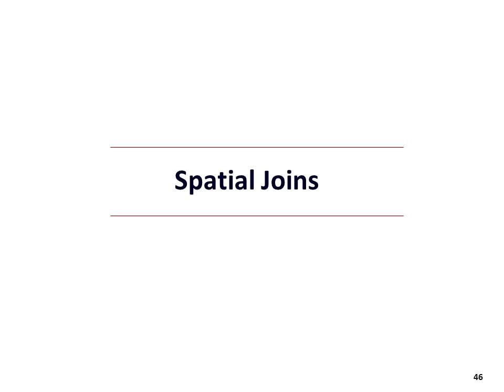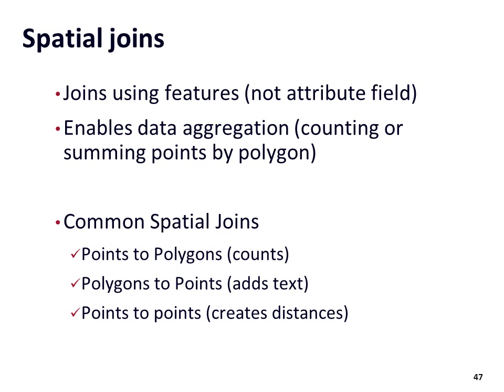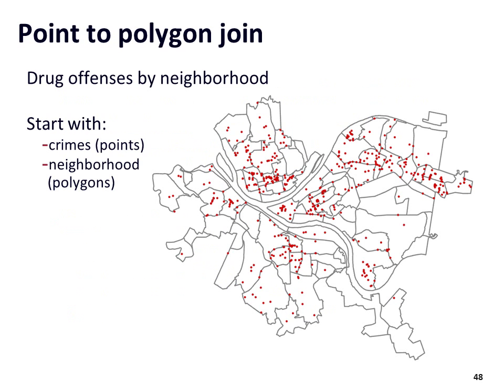Spatial joins are similar, but it's not quite the same thing as a tabular join. Spatial joins join features using not an attribute field, but their physical location. It enables data aggregation, counting or summing points by polygons, for example. And it also allows you to do common spatial joins, like points to polygon for counts, polygons to point for things like adding text, and points to points to create things like distance files.